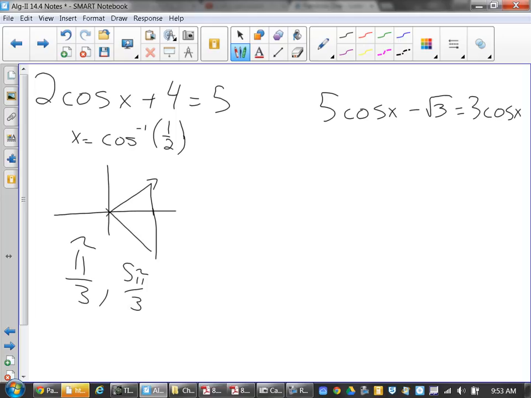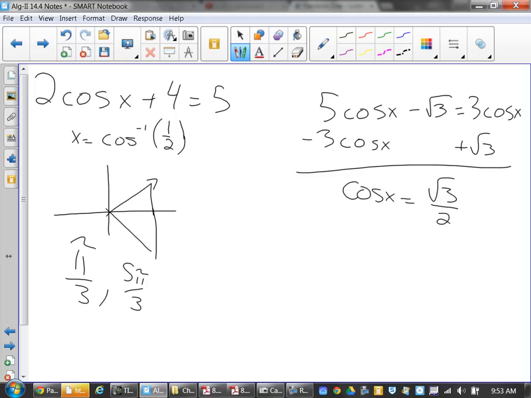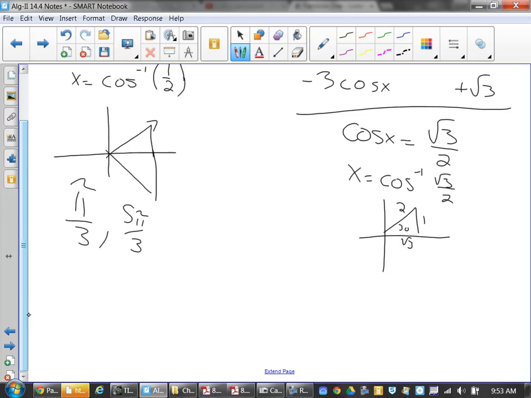Okay. Other one. Move the 3 cosine x, and then add the root 3. So you get cosine of x will equal root 3 over 2. We okay on that? So what angle has a cosine value of root 3 over 2? Your 30-degree does, so it's pi over 6, and then it's also in the fourth quadrant. Cosine, so it's pi over 6 and then 11 pi over 6. Sorry, I thought for some reason that was sine.